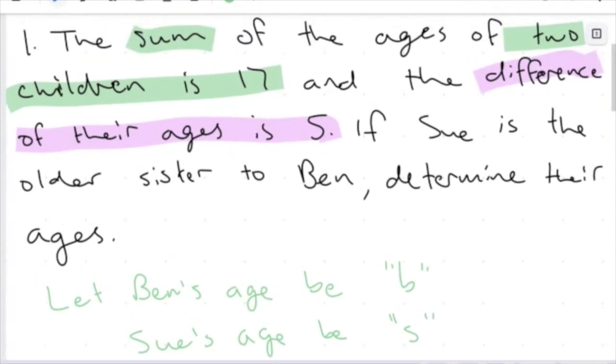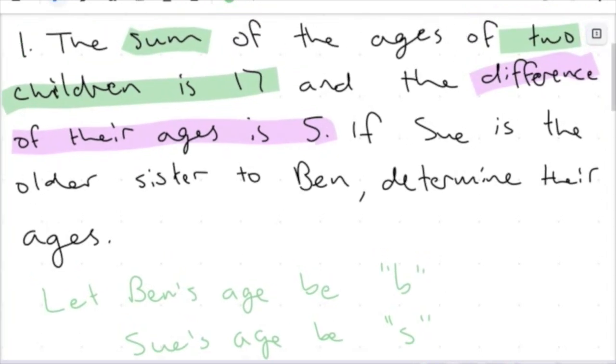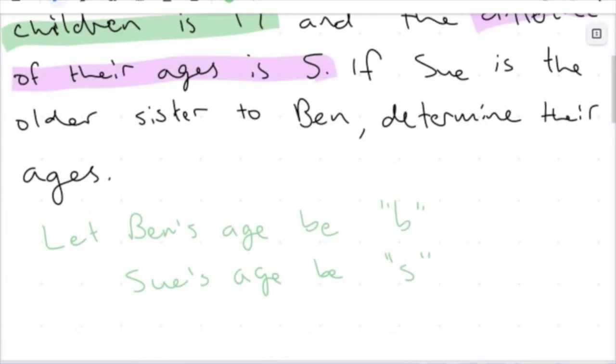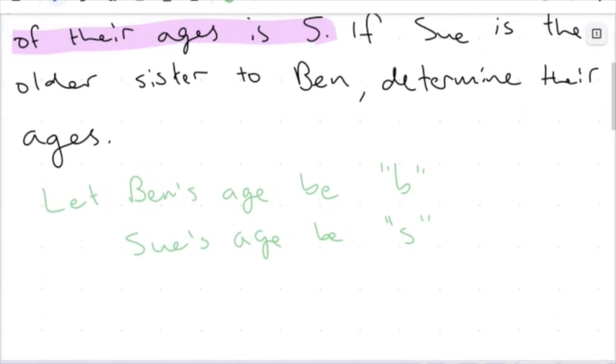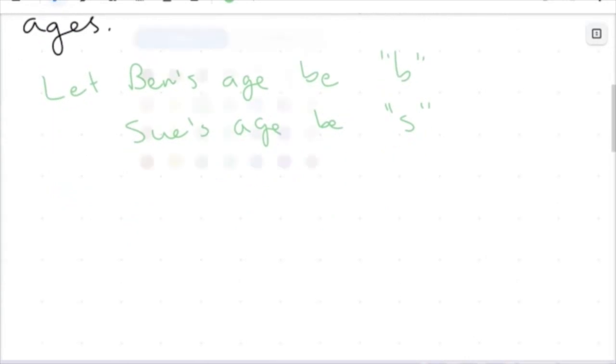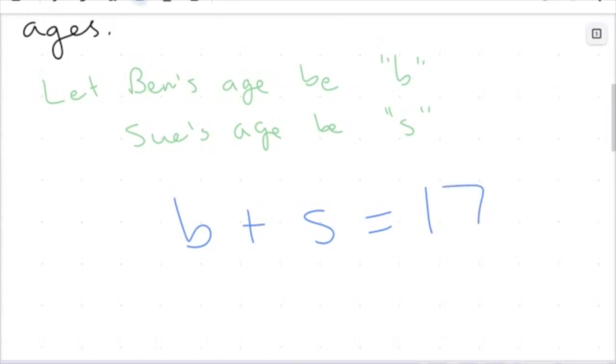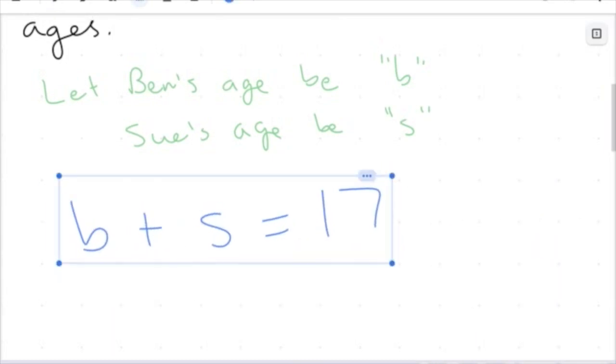Okay, so let's break down this information. The sum of the ages of the two children is 17. So that means if we added Ben's age with Sue's age, the total would be 17. So let's write that out. So we have here B plus S equals 17. And that we can call our equation 1.